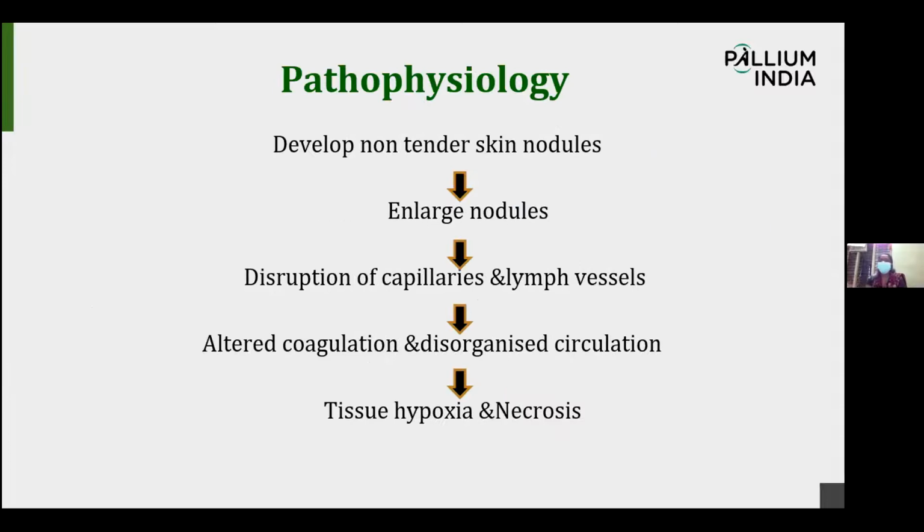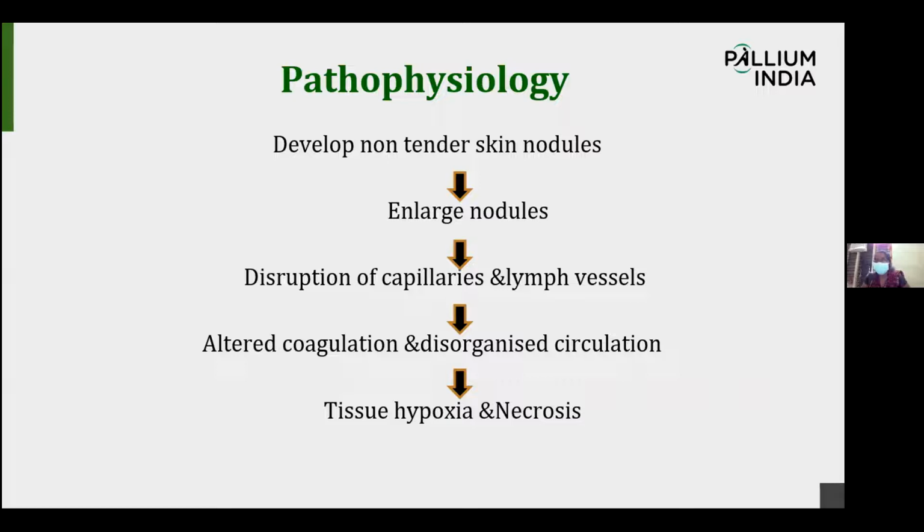Coming to the pathophysiology, usually there is first a development of non-tender skin nodules. Gradually these skin nodules enlarge, and that leads to disruption of capillaries and lymph vessels. With the disruption of capillaries and lymph vessels, there is altered coagulation and disorganized circulation, and finally tissue hypoxia and necrosis.